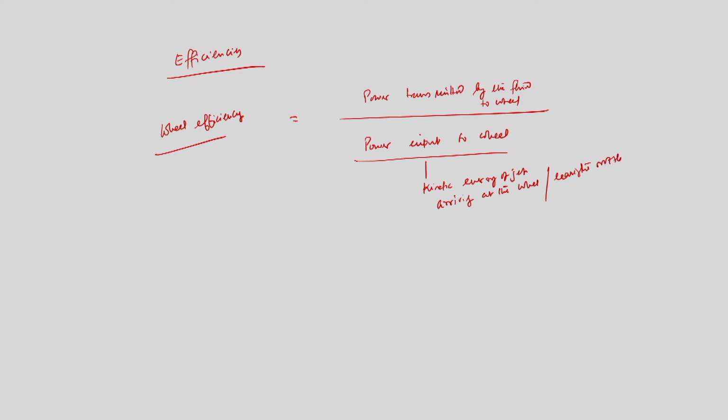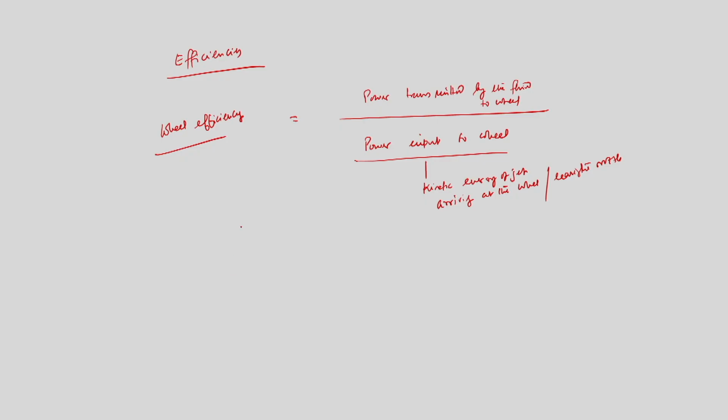So the kinetic energy leaving the nozzle is a power input to the wheel, but whatever amount of power is input to the wheel, it is not all transmitted by the fluid to the wheel. So there will be a difference because of losses. This is known as wheel efficiency, eta W.